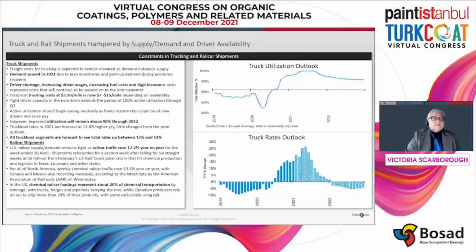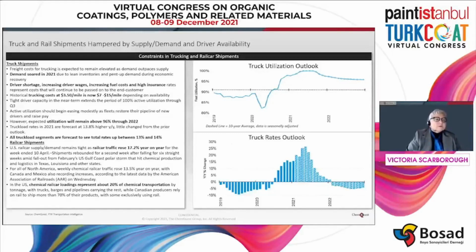And this is seen from the truck and rail shipments. They've been hampered by the supply and demand and driver availability. That's been the main thing, is having enough drivers. And the cost of trucking has gone really high. The trucking costs before all of this happened were about $3.50 US a mile. And now they're about $7 to $15 a mile. So that's 3 times higher, basically. And so we have constraints in getting our drivers. Our costs are higher. And we're basically seeing that this is hampering our entire operation of getting materials to where they need to go.